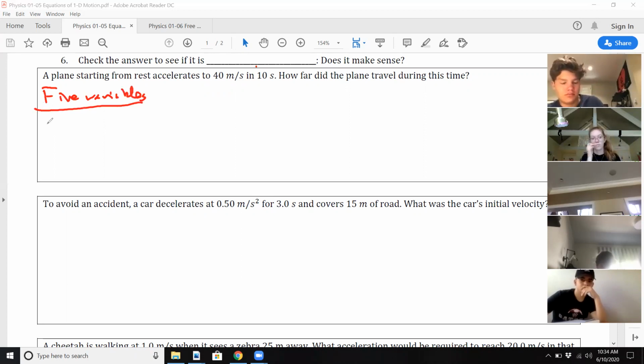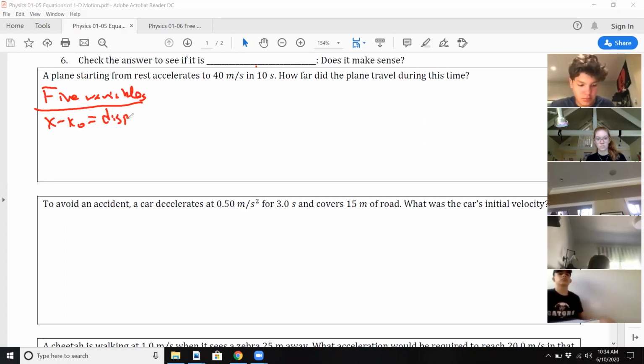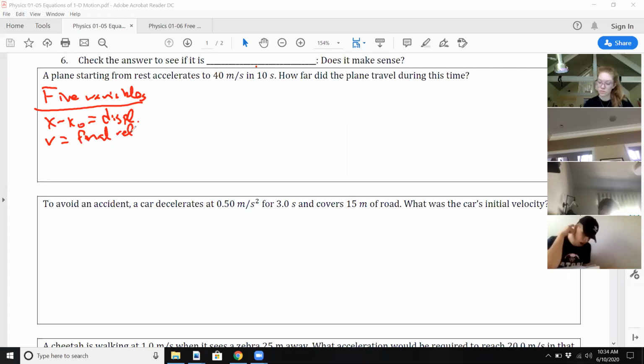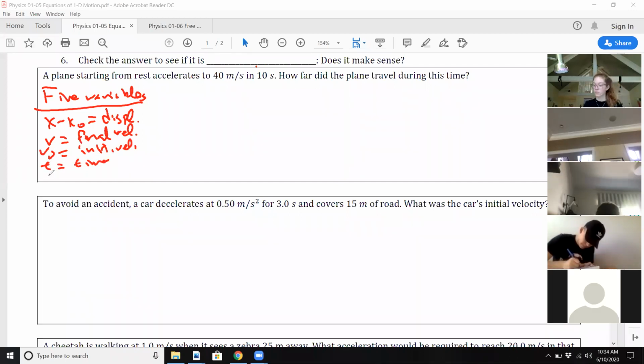The 5 variables are going to be x minus x0. That counts as 1, by the way. That's going to be your displacement. Your v, which is your final velocity. Your v0. Your t. And your a.